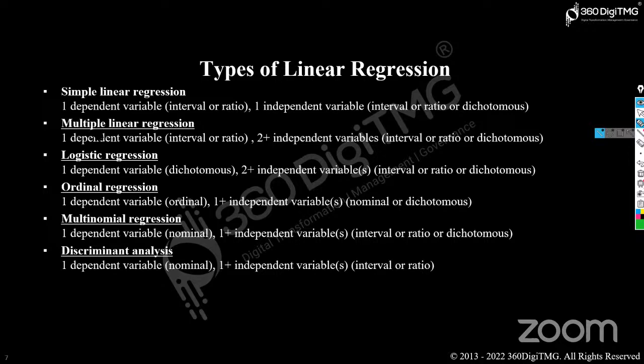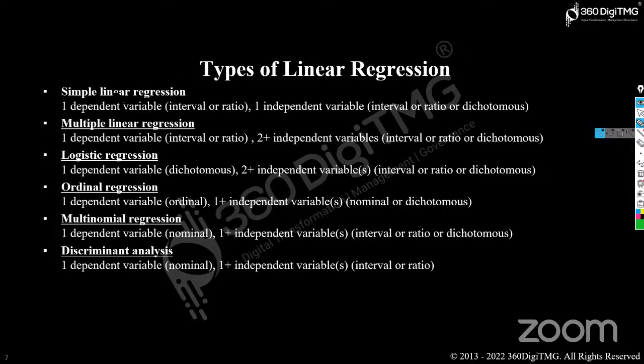Another one is the multiple linear regression. In this, we are having one dependent variable and two independent variables. Here we are having one independent variable. Here we are having two independent.